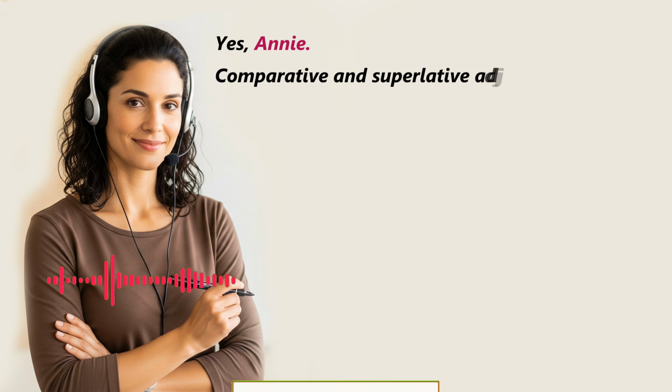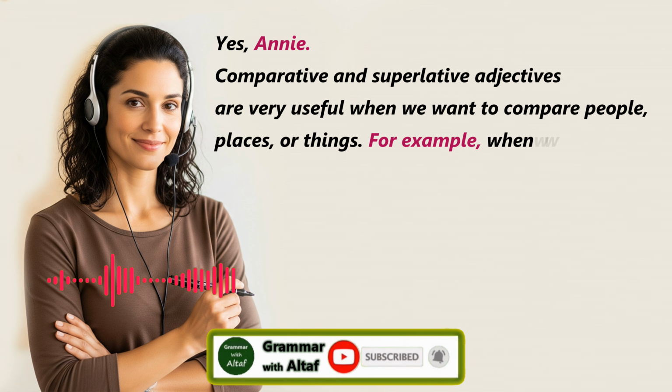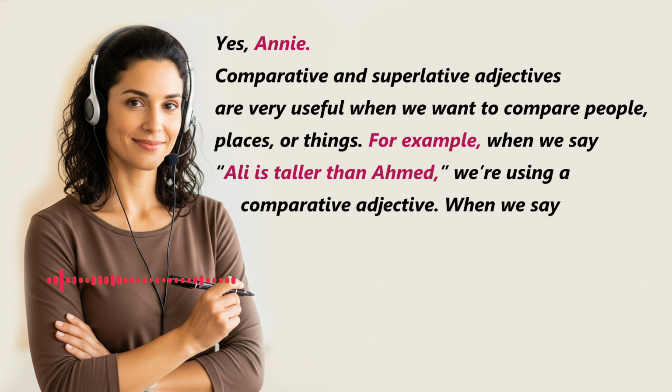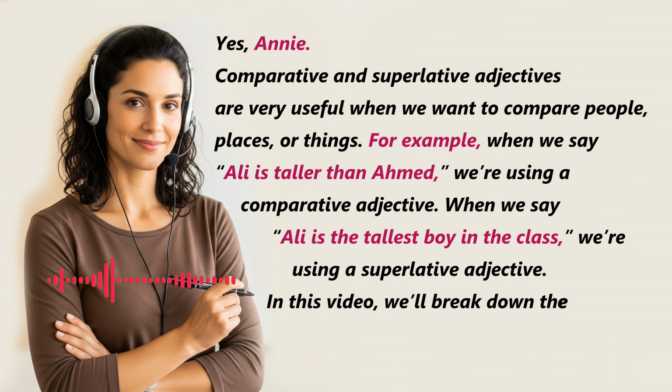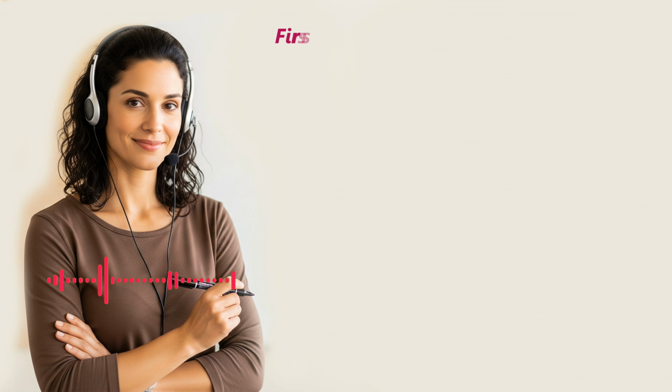Yes, Annie. Comparative and superlative adjectives are very useful when we want to compare people, places, or things. For example, when we say Ali is taller than Ahmed, we're using a comparative adjective. When we say Ali is the tallest boy in the class, we're using a superlative adjective. In this video, we'll break down the rules step by step, so let's get started.